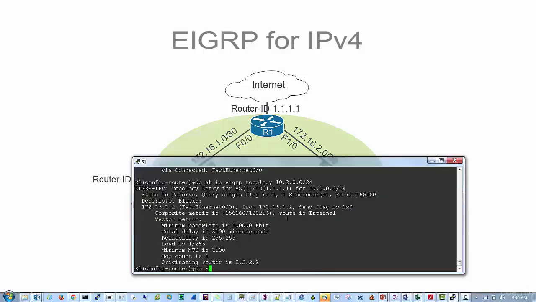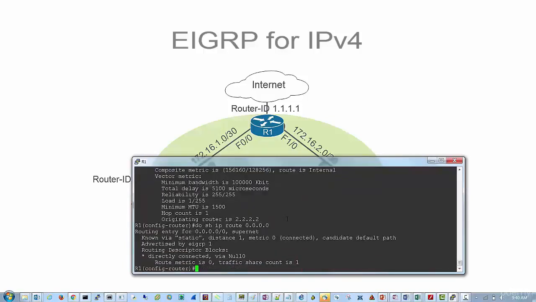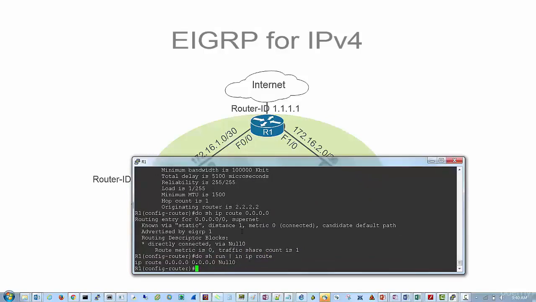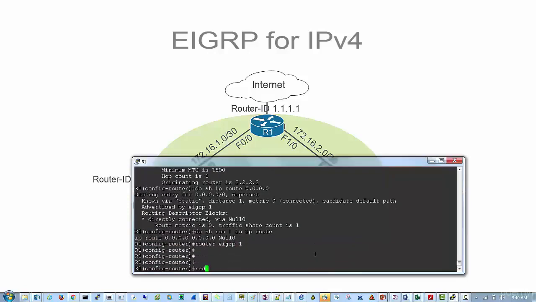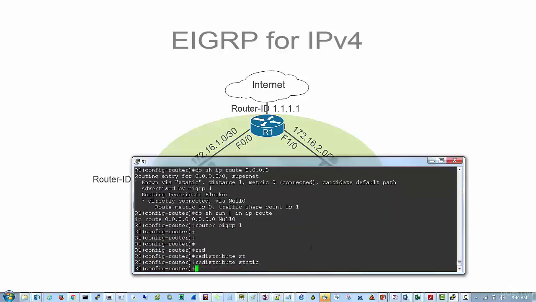So back in R1 here, the best way to advertise the default route with EIGRP is by redistributing a static route for the default route. So right now, if I look at my running configuration to see what static routes I have, this static default route is configured. If I go under my EIGRP autonomous system configuration and say redistribute static, it will redistribute that static default route to the rest of the topology.